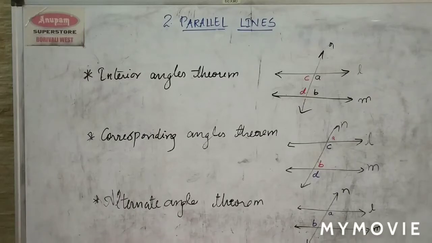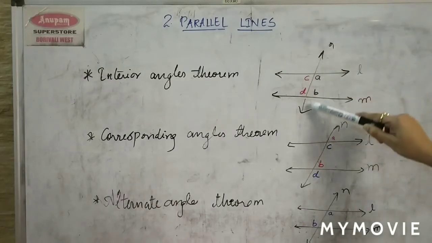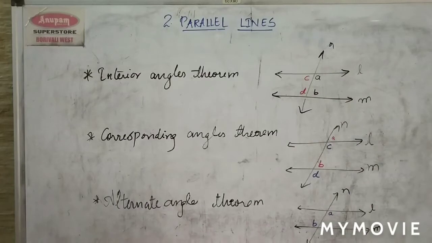the interior angles theorem. What this interior angles theorem says is, see, we all are aware of interior angles. Interior means inside. So when I'm having two parallel lines and a transversal which is intersecting these two lines, then in that case the addition of interior angles is going to be 180 degrees. They are supplementary. What do I mean by that?